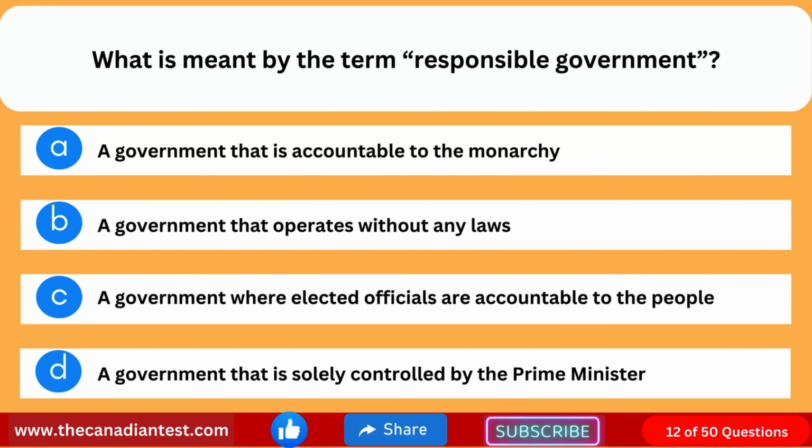What is meant by the term responsible government? Option A, a government that is accountable to the monarchy. Option B, a government that operates without any laws. Option C, a government where elected officials are accountable to the people. Option D, a government that is solely controlled by the Prime Minister.